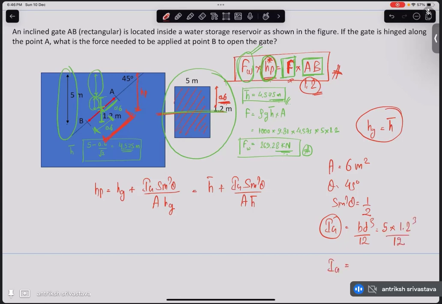So can we have the value here? Can you guys tell me the value? So you can do that calculation. Meanwhile, I will write this value here. 5 into 1.2 cubed divided by 12. 0.72. Can you confirm whether it is correct?